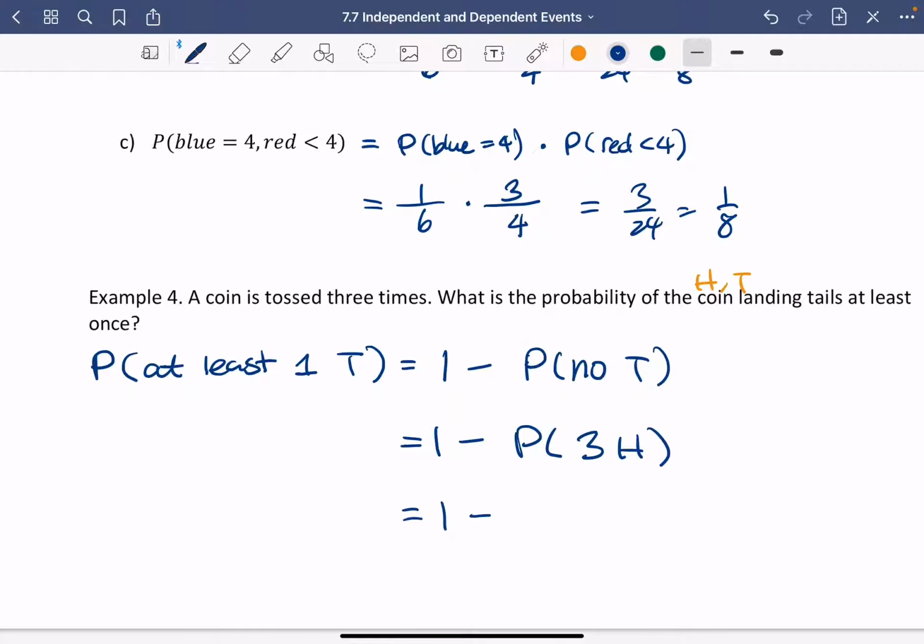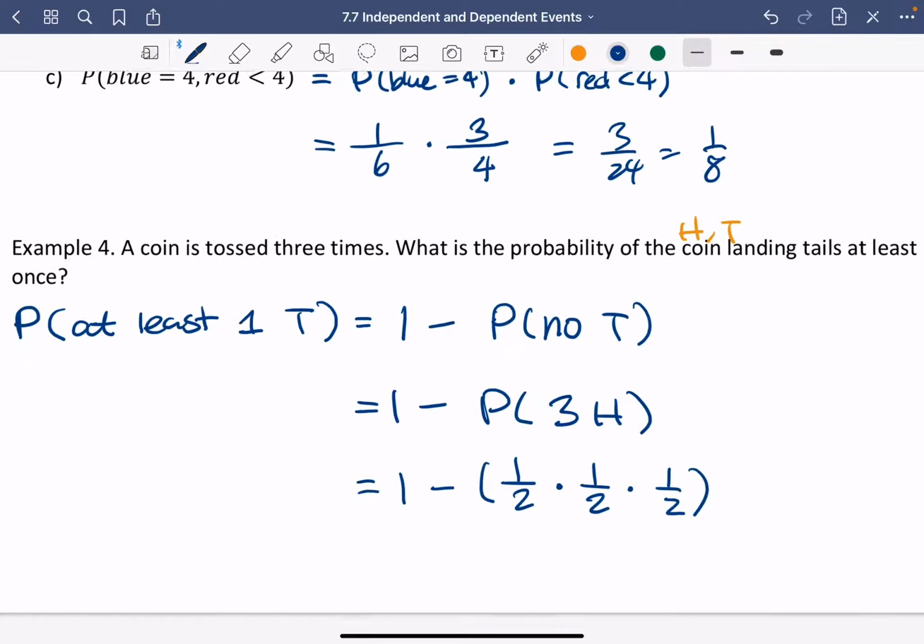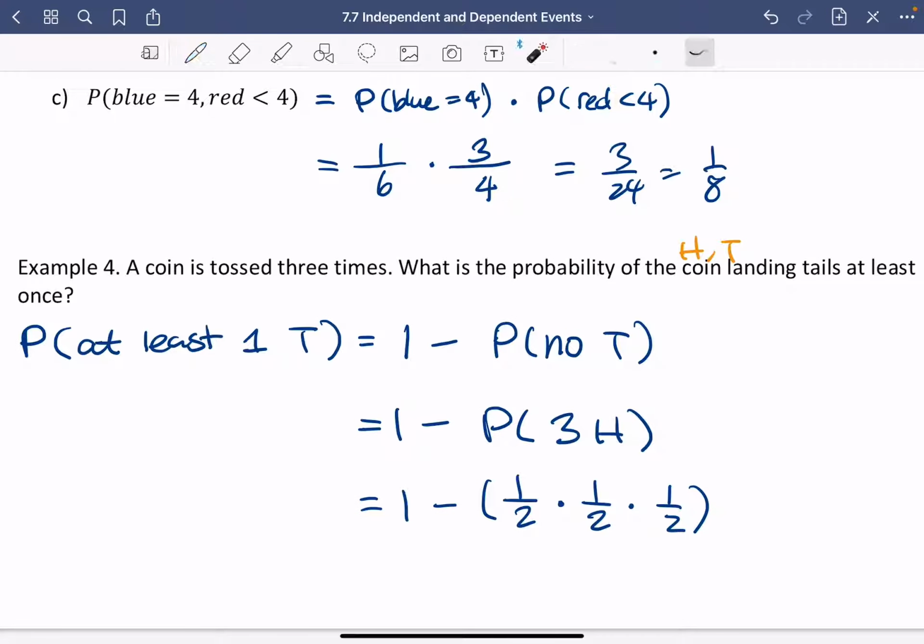The probability of getting the first head is 1/2 times the probability of getting the second head, which is a half, times the probability of getting the third head, which is still a half. Getting a head from tossing a coin is always half the chance. Okay? So now this is equal to 1 minus 1/8, which is 7 out of 8.